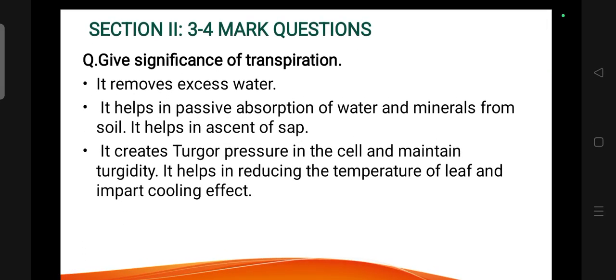Give significance of transpiration. It removes excess water. It helps in passive absorption of water and minerals from the soil. It helps in ascent of sap. It creates turgor pressure in the cell and maintains turgidity. It helps in reducing the temperature of leaf and imparts cooling effect.